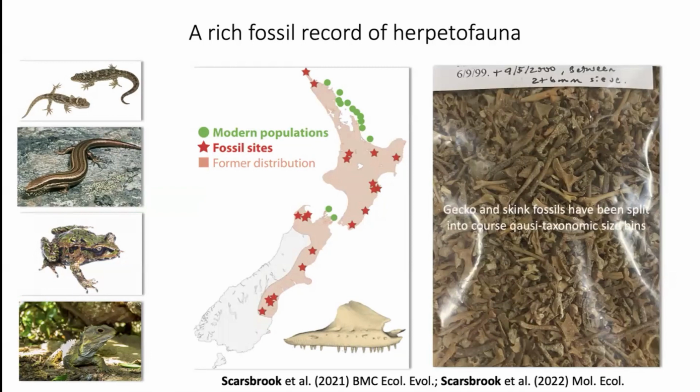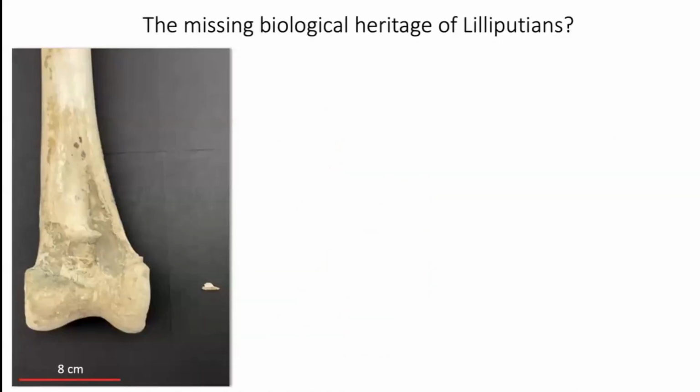But they've been split into these, especially for skinks and geckos, not for frogs and tuatara, where there's a lot more bumps on bones to be able to tell what species they are, whether living or extinct. But for geckos and skinks, they've been split into these coarse quasi-taxonomic size bins. So it's been thought that you couldn't identify anything by shape, it is only size. And that's underpinned a lot of the conservation paleontology or ecosystem restoration done by DOC.